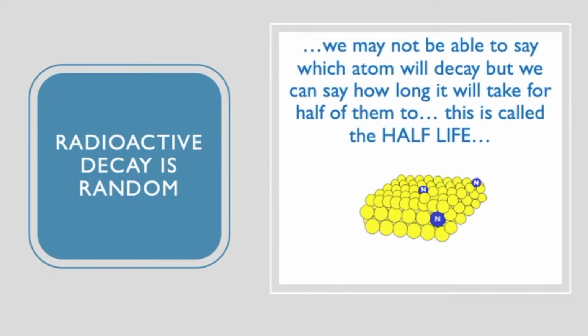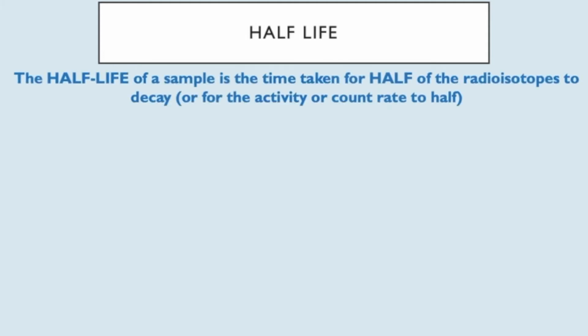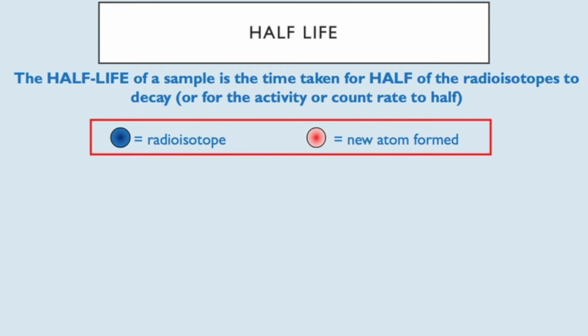But what I can tell you is that after a certain amount of time, half of them will have given off some radioactivity. So we may not be able to say which atom will decay or when, but we can say how long it will take for half of them to. And this is what the half-life is. So here's our definition of half-life then. So the half-life of a sample is the time taken for half of the radioisotopes to decay, or for the activity or count rate to halve.